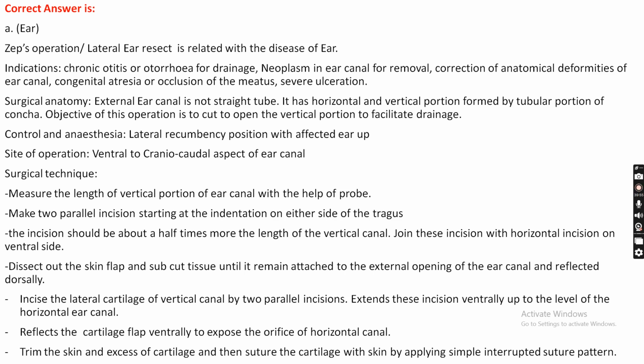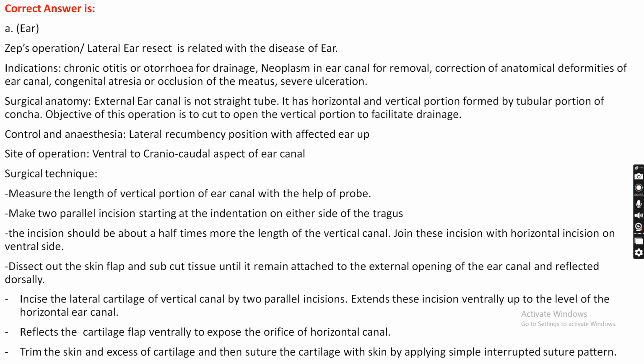And at first we have to see the anatomy of the ear. The external ear is actually not a straight tube. It has two portions: a horizontal portion and a vertical portion. In this operation we have to cut open the vertical portion, so that we can easily drain out the pus and do our work.